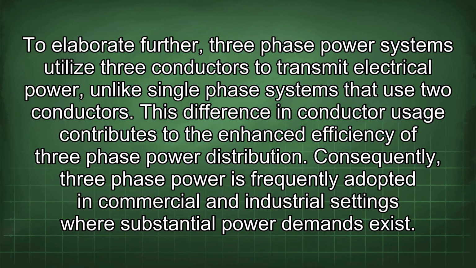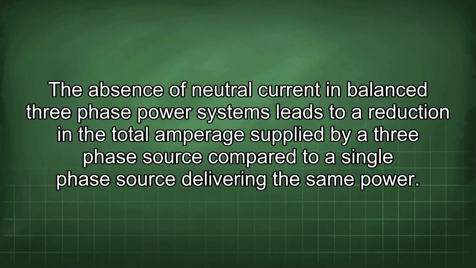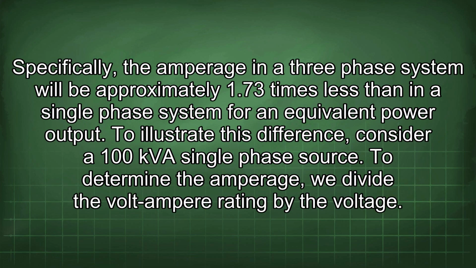Consequently, three-phase power is frequently adopted in commercial and industrial settings where substantial power demands exist. The absence of neutral current in balanced three-phase power systems leads to a reduction in the total amperage supplied by a three-phase source compared to a single-phase source delivering the same power. Specifically, the amperage in a three-phase system will be approximately 1.73 times less than in a single-phase system for an equivalent power output. To illustrate this difference, consider a 100 kVA single-phase source.